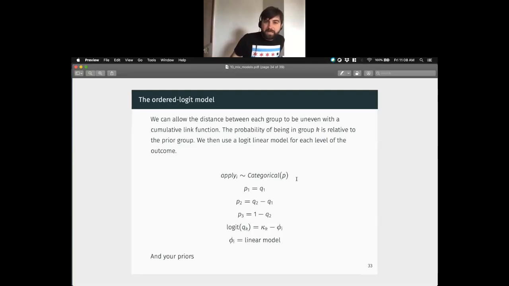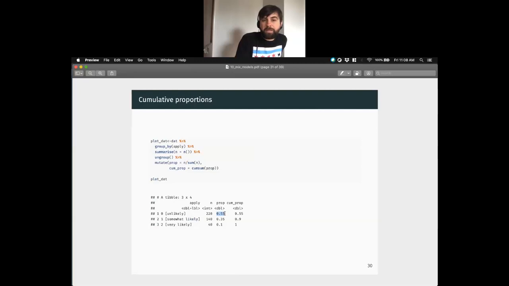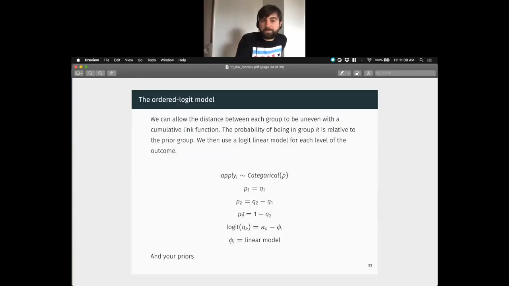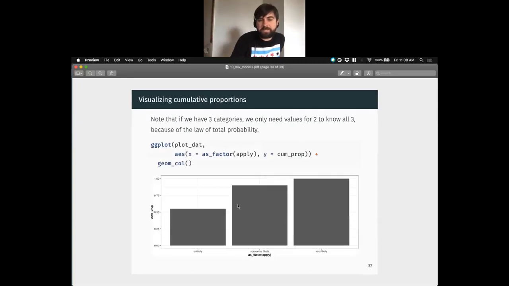What this looks like in practice is that we're going to estimate the probability of group 1 as just a baseline probability. In this case, the cumulative probability that it's in group 1, unlikely, is 55%. It's just its baseline proportion. But the probability that you're in group 2 is going to be Q2 minus Q1. So it's going to take the cumulative probability that you're in that group and difference it from the probability that you're in group 1. And then it's going to take the cumulative probability that you're in group 3 and difference it from the cumulative probability that you're in group 2. So we get effectively the regular probability, but by treating it as cumulative, we ensure that the order stays fixed as we model it and as we predict it out.